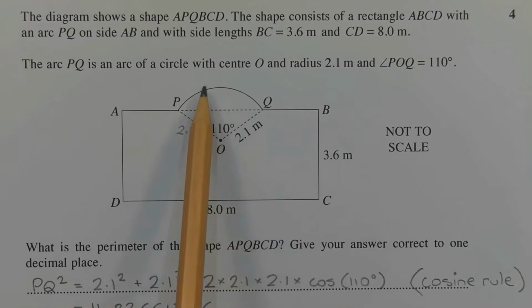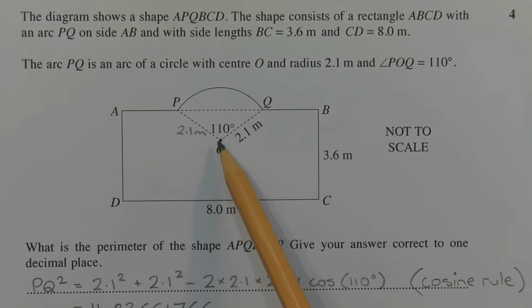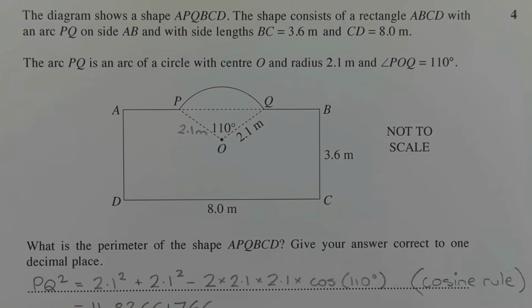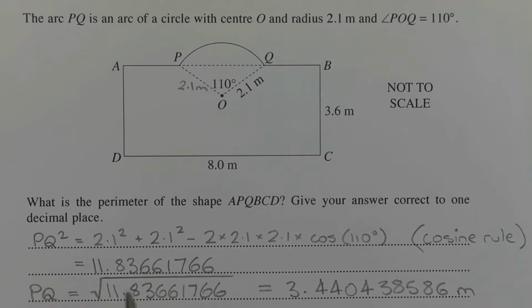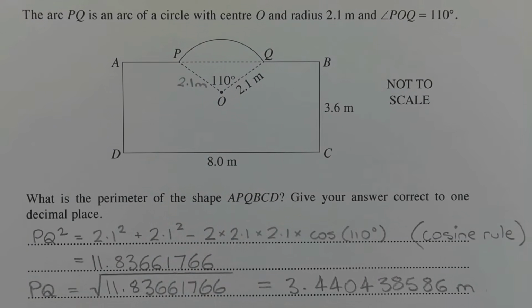So let's focus on this triangle here, OPQ. Now, OQ and OP are identical since they are radii of the same circle. So that's 2.1 meters there and 2.1 meters there. And we have an included angle of 110 degrees. So using the cosine rule, we can find the length of straight side PQ.